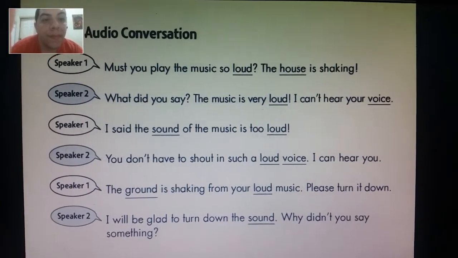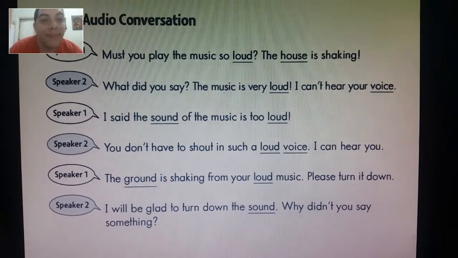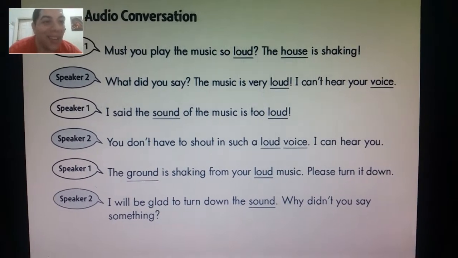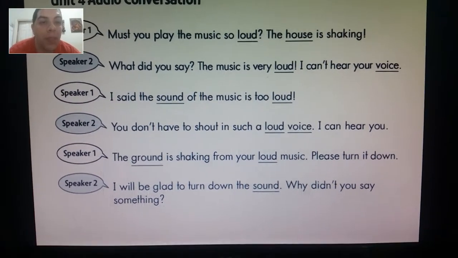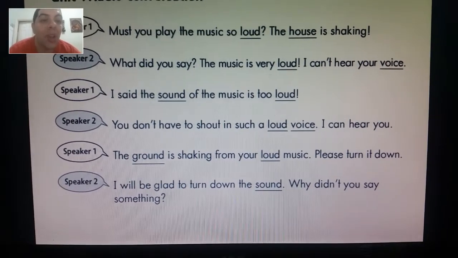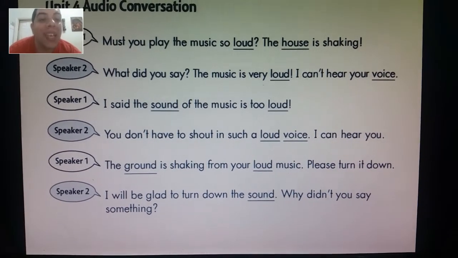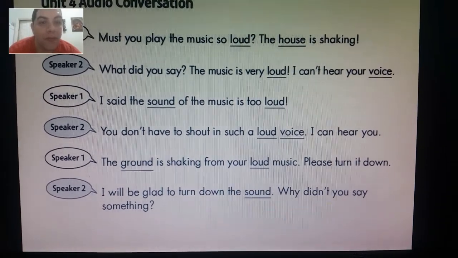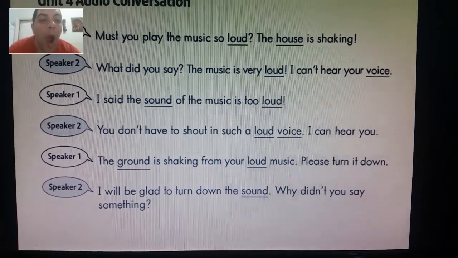Must you play the music so loud? The house is shaking. What did you say? The music is very loud. I can't hear your voice. I said the sound of the music is too loud. You don't have to shout in such a loud voice. I can hear you. The ground is shaking from your loud music. Please turn it down. I will be glad to turn down the sound. Why didn't you say something?